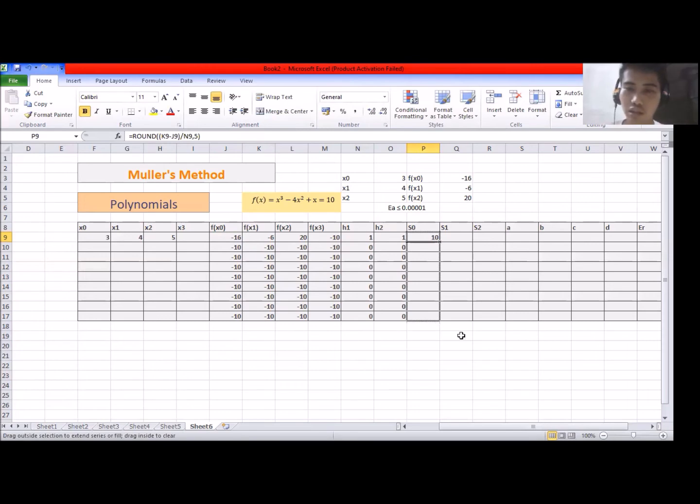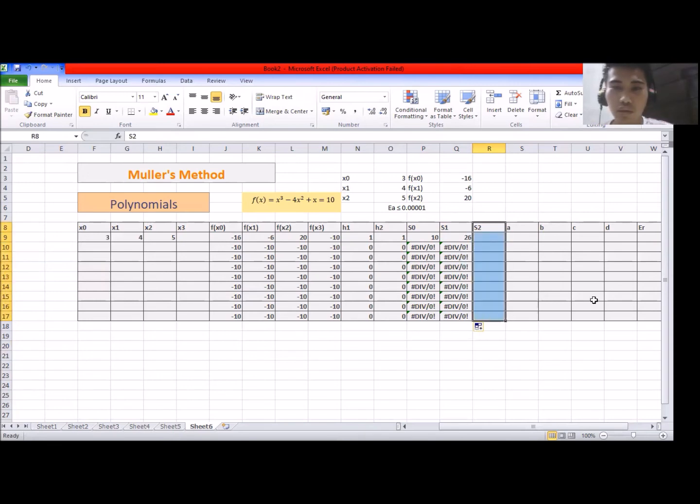Let's copy the formula again here. S of 1 has the same formula. For S of 2, I forgot that S of 2 is not that. So let's move on to a.